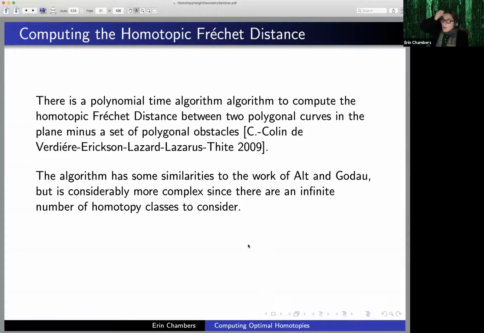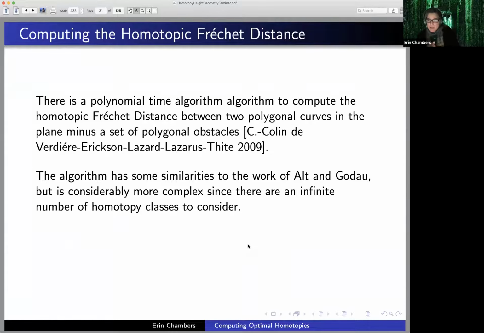But the algorithm itself is actually quite similar to what Alt and Godau did. It relies on the free space diagram, but it's more complex because you have to pick how you wind around the obstacles. As soon as you pick a homotopy class, it turns into an Alt and Godau style computation. Okay, well, you have to wind in this way. We know how to do shortest paths in the presence of obstacles and in relative homotopy classes.